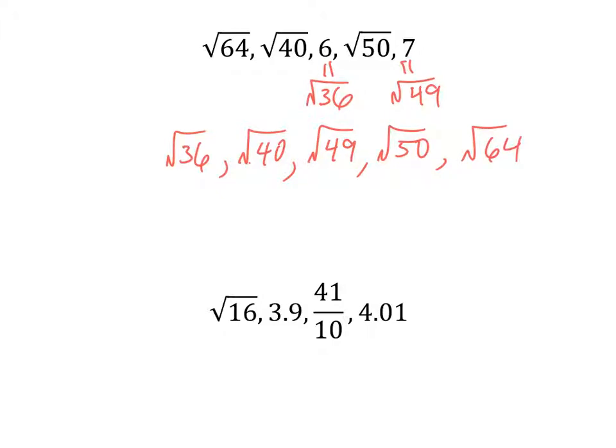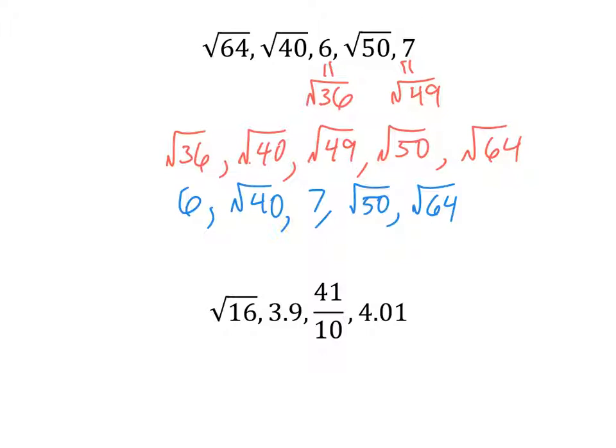Now I just want to change these numbers back into their original form. If I look back up at these numbers, this square root of 36 was actually just written as 6, so I'll keep that as 6. Square root of 40 was square root of 40. Square root of 49 was written as 7. Square root of 50 was square root of 50, and square root of 64 was square root of 64.